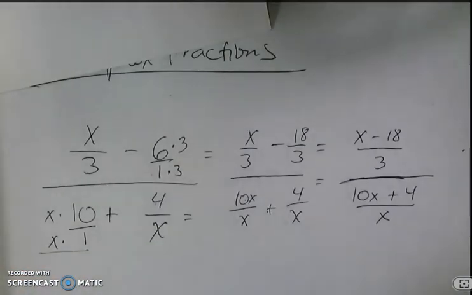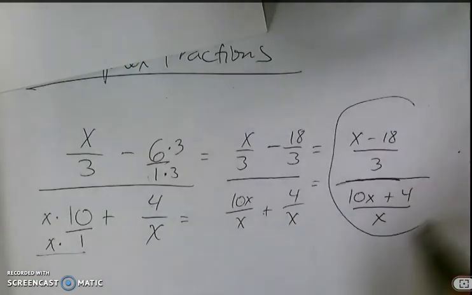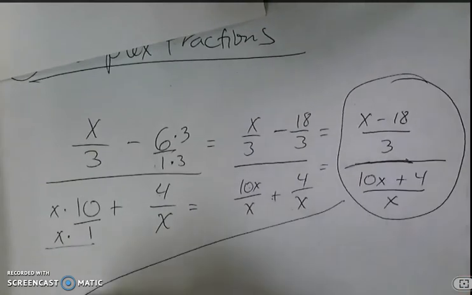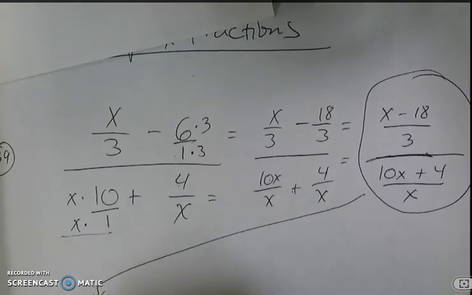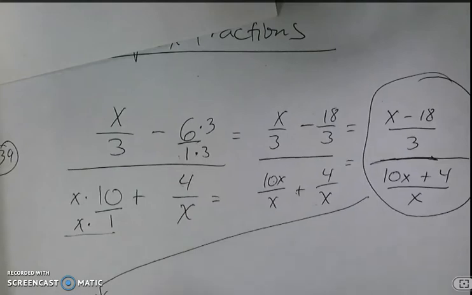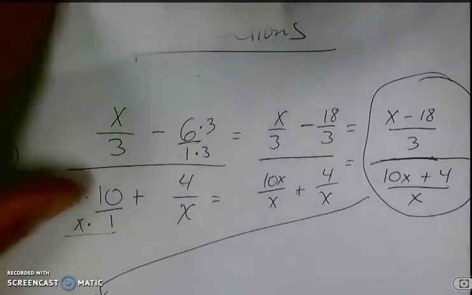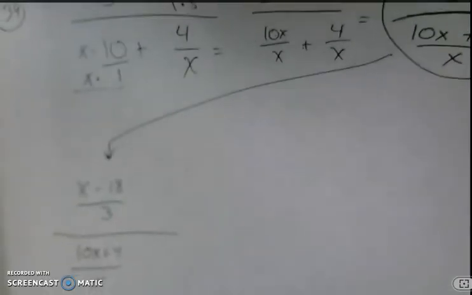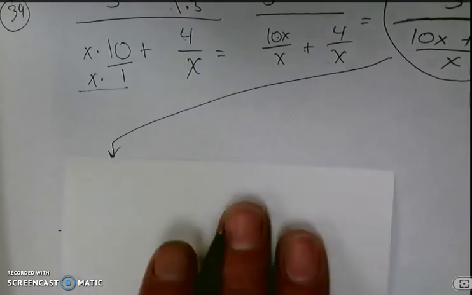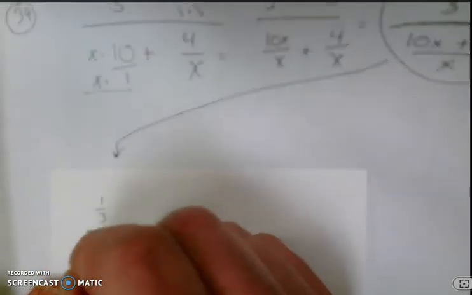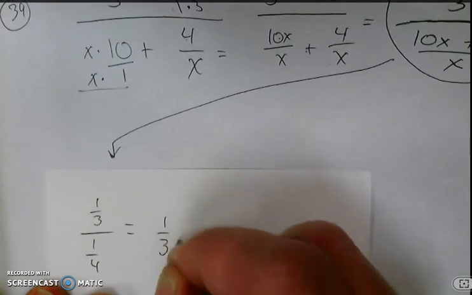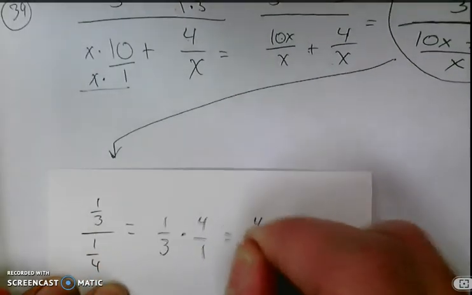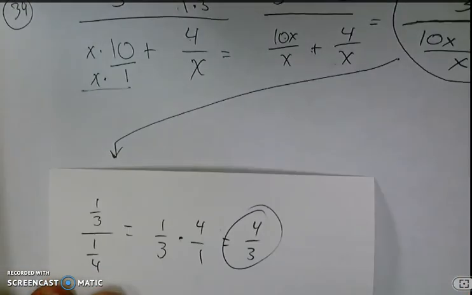Okay, so this whole thing right here is where we're at. It's still not totally done because that's still a fraction over a fraction. So let's go over here. x minus 18 over 3 over 10x plus 4 over x. Now, as bad as that looks, really this is the same as having 1/3 over 1/4. And the rule is 1/3 times the reciprocal of the denominator, which gives us 4/3, which is not bad.